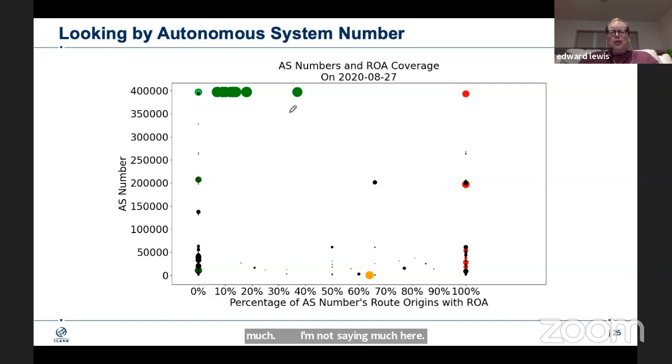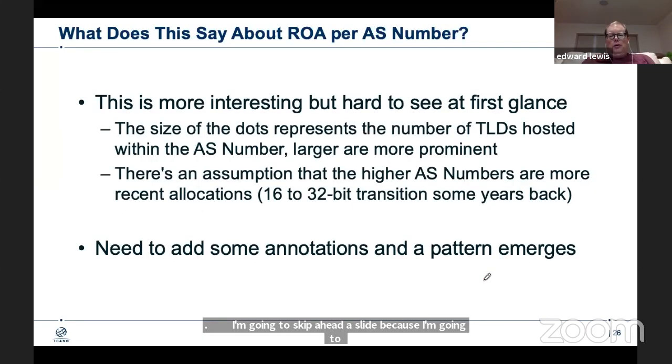So finally, I have this chart. And this chart is the AS number, which is the autonomous system number they're using. This is not a ranking in any way, just numerical. It goes from the bottom to the top of the AS number range. And it goes from, again, 0% coverage over here up to 100% coverage. And I'm going to skip ahead a slide because I'm going to annotate these a little bit more deeply because there's something I think is interesting here.